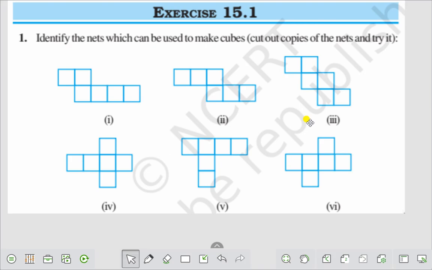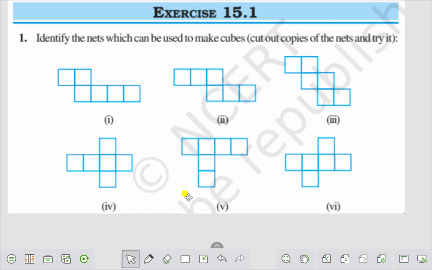Let us try question number 3. If we fold this one, fold this one, this one, and this one, fold this one. Yes, we can make a cube with this net, that is 2 and 3, right?